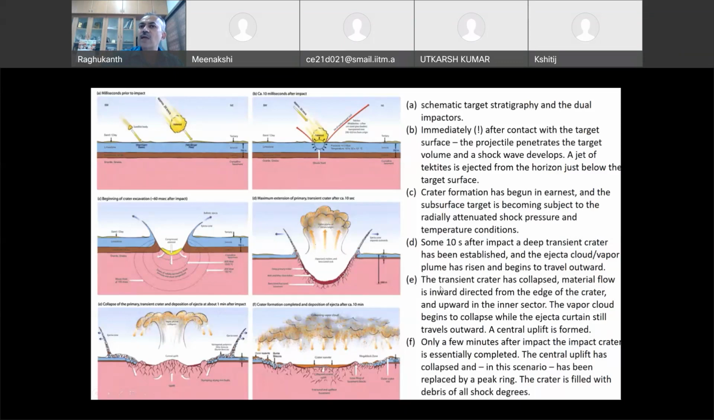What happens is the transient crater just collapses because of gravity. Material flows inward. Now this starts collapsing. The material flows to the inside because of gravity, right? Everything has to come to the center. So the material comes to the surface. Material flow is inward, directed from the edge of the crater, and upward in the inner sector also. Now why is this happening? In the central uplift, what is the reason for this central uplift? You can see here the central uplift, basically the whole thing just lifts up.